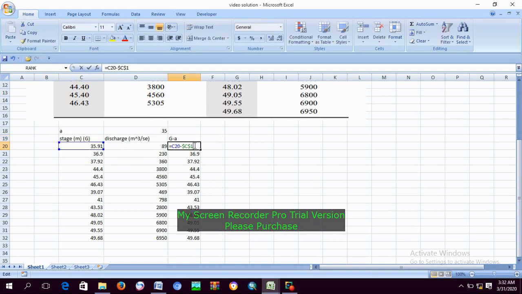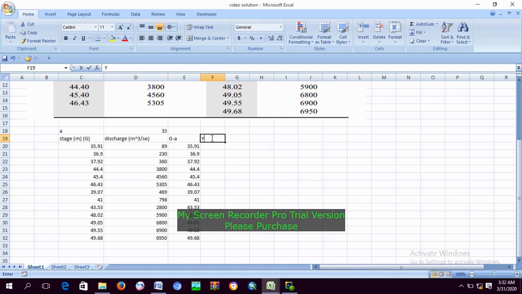That means this value is equal to each value of the gauge height recorded at a specific period of time minus the zero discharge gauge. So by using this formula, we can determine G minus a. After determining G minus a, we can calculate the logarithm.